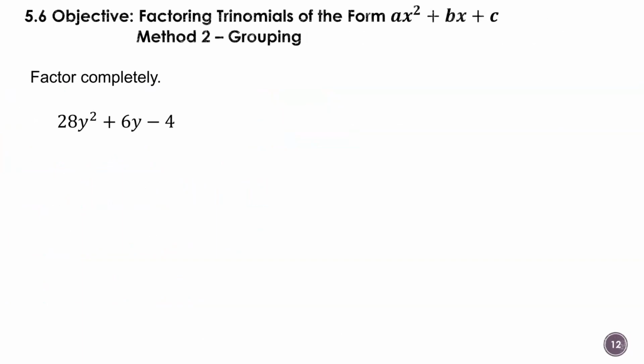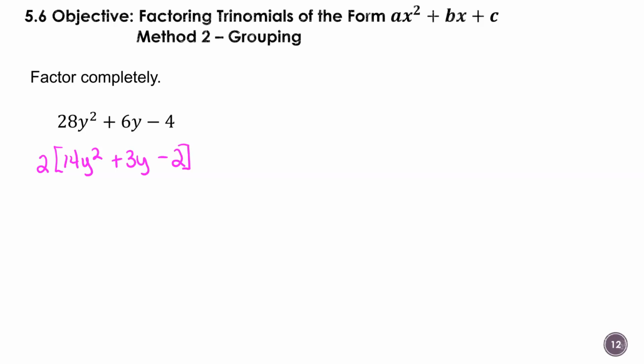All right, so on this next one, we do have a common factor of 2, so we'll factor out a 2 first. All of these were even numbers, right? So we've got 14y squared plus 3y minus 2.